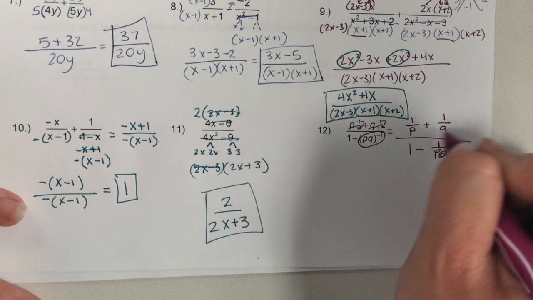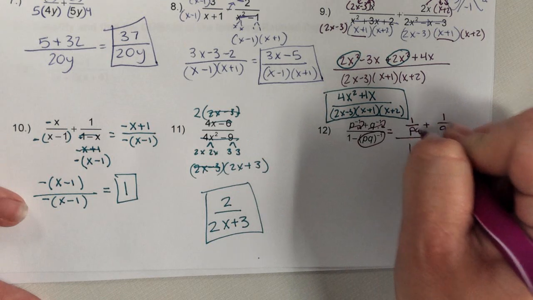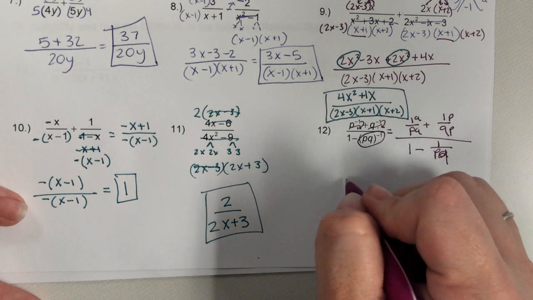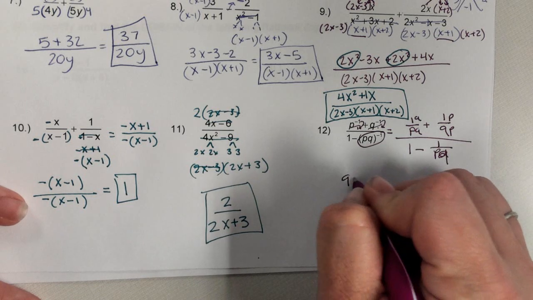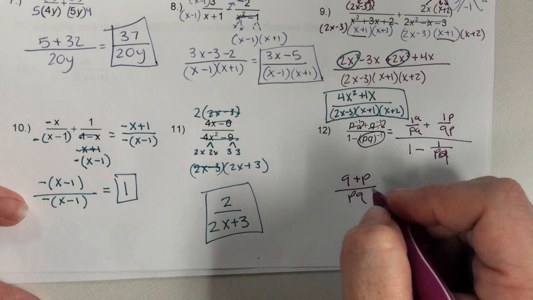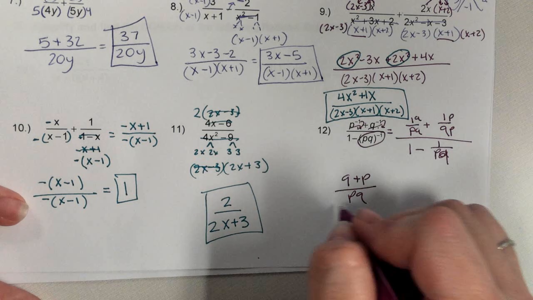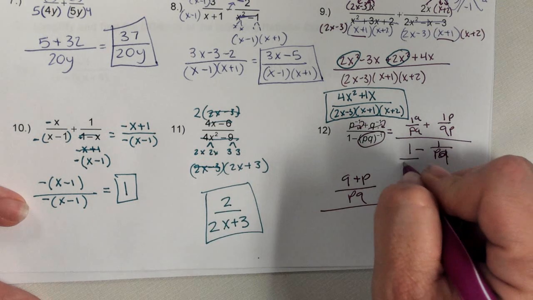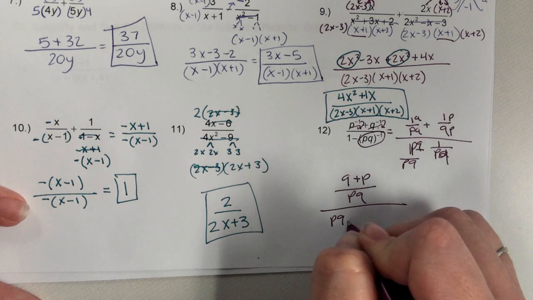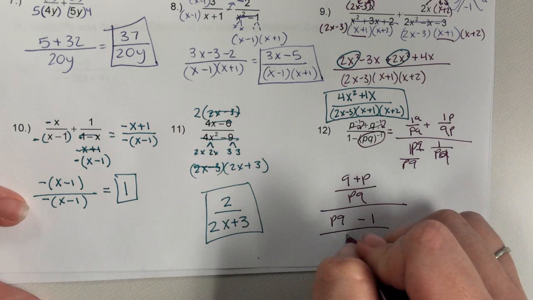So we have to make these match. This one doesn't have a q. This one doesn't have a p. So I get q plus p over pq, over, this needs a pq, this needs a pq, so I get pq minus 1 over pq.